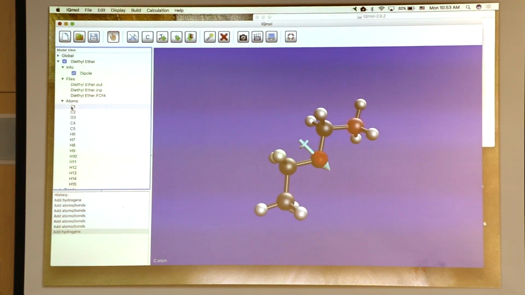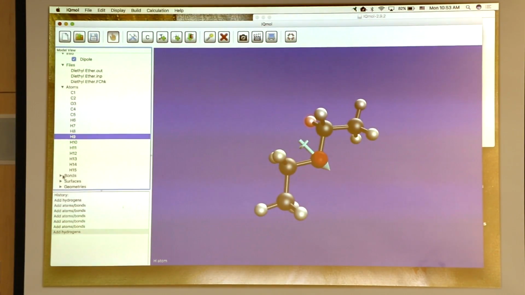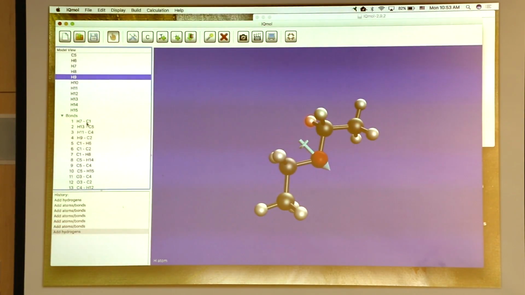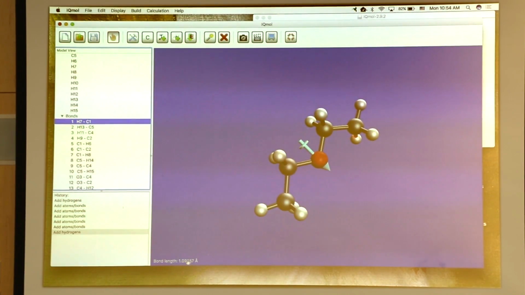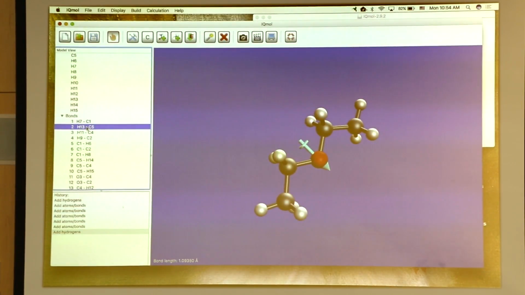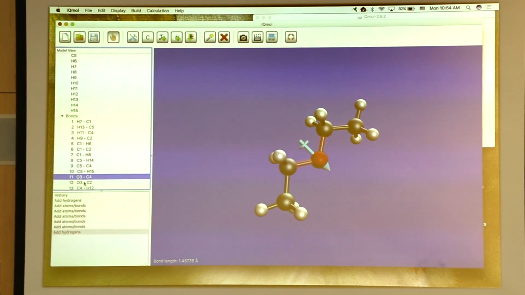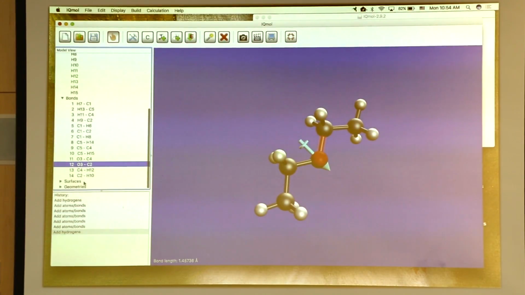I can look at the different atoms in the molecule, and it will highlight them for me. And then I can look at bonds, and down here in the corner it has the bond length, so that CH bond is 1.093. All these CH bonds are going to be 1.09 plus or minus a bit. The carbon-oxygen bond there is 1.46. Rounding, that one's also 1.46.